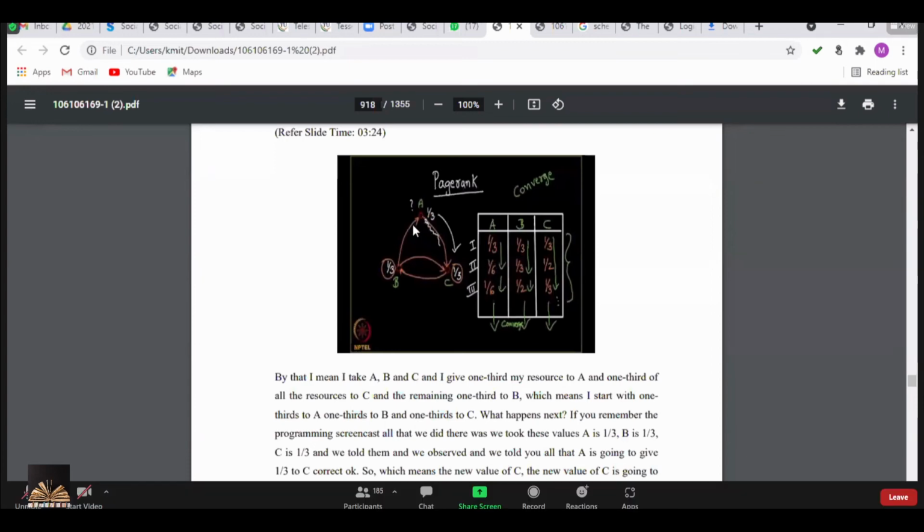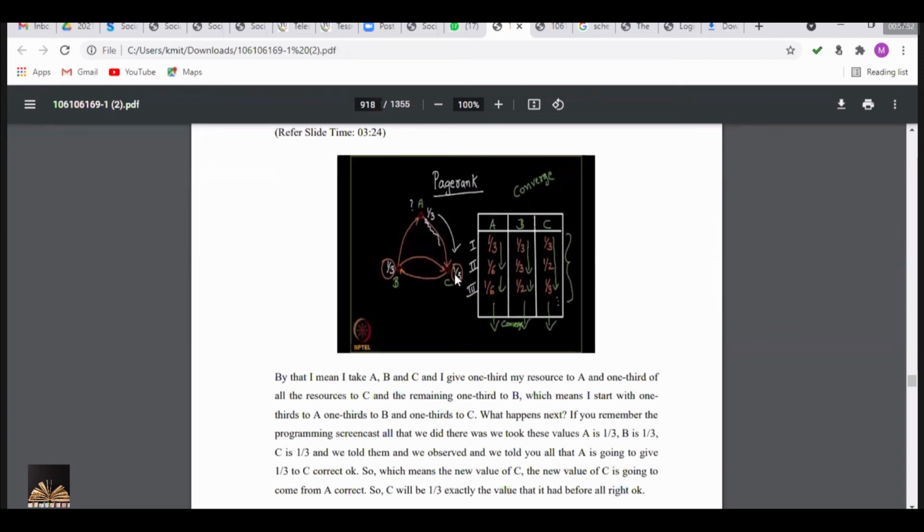So 1 by 3. Now, if you take A, A is referring to C. That means he is sharing its value with C. You are getting me, guys? Right? 1 by 3. So now A is sharing that 1 by 3, which will be given to C. Now, when you come to B, the B value is 1 by 3 only, but it is sharing with A as well as with C. That means 1 by 6 and 1 by 6, it is sharing. So that is the reason its value got changed to 1 by 6.